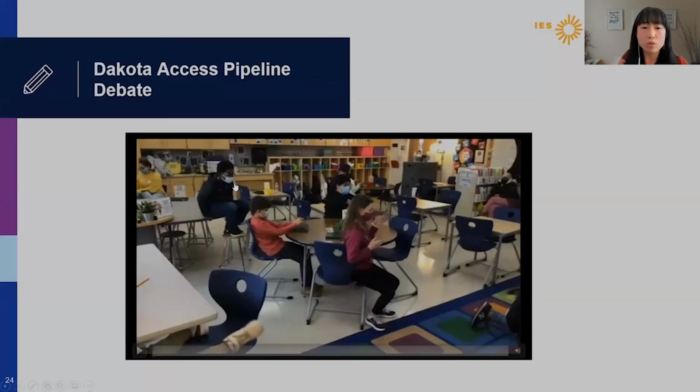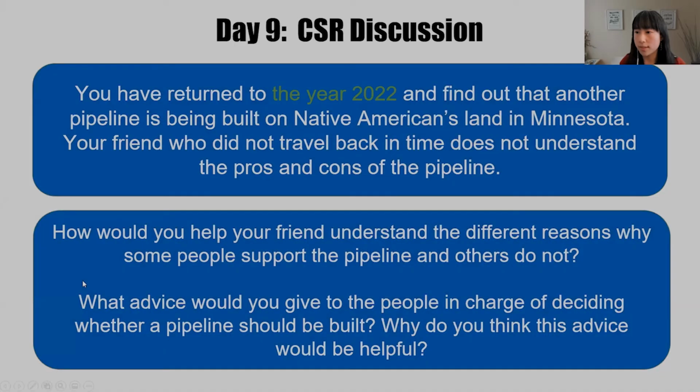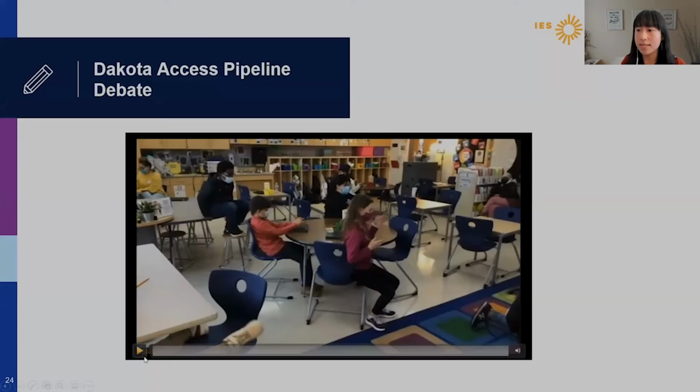But we also expose students to another perspective, another aspect of this Dakota Access Pipeline debate, which is the US government's argument that if this pipeline can be successfully built, it can help with the economy, add more jobs and add more money to the government and to the US. Oh, sorry, I forgot that this is a video. So let's just listen to students' conversations about the government's side of the debate.